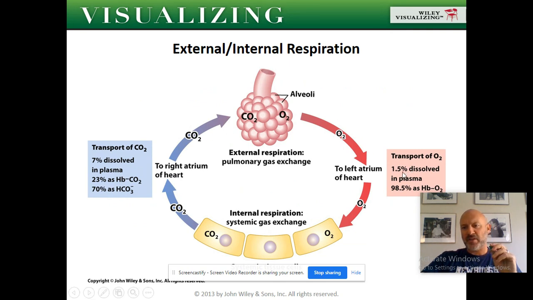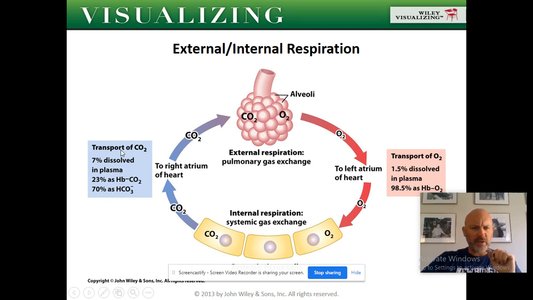You can see that oxygen is mostly moved around in the blood by red blood cells. Over here it says about 98.5% of the oxygen is moved as oxyhemoglobin, which means it's attached to red blood cells. A very small percentage of oxygen is being transported as dissolved oxygen in the plasma.